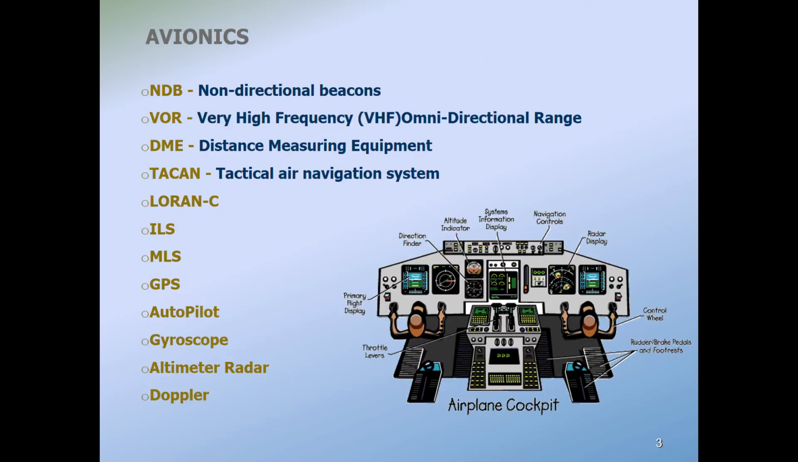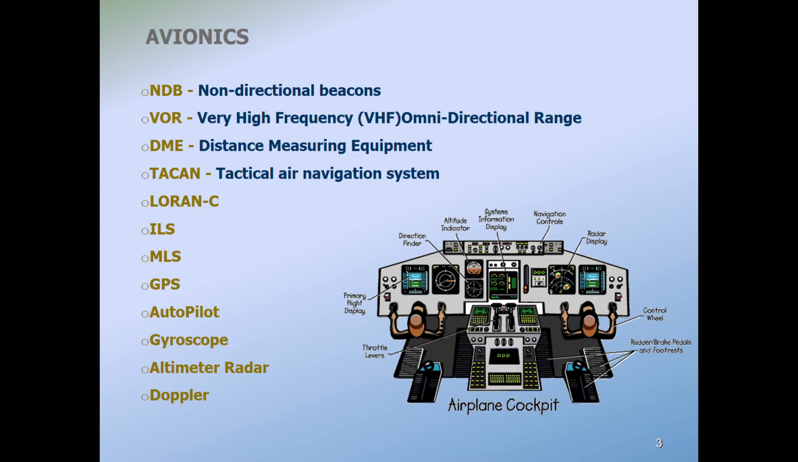Okay, in avionics, there are several terms that we need to memorize, or be very familiar with. For example, NDB, non-directional beacons. A beacon is most likely a device that transmits an electronic signal from one device to another. For example, if we are talking about a pilot in an airplane communicating with the ground station, we use a beacon as the way of transmitting the signal.